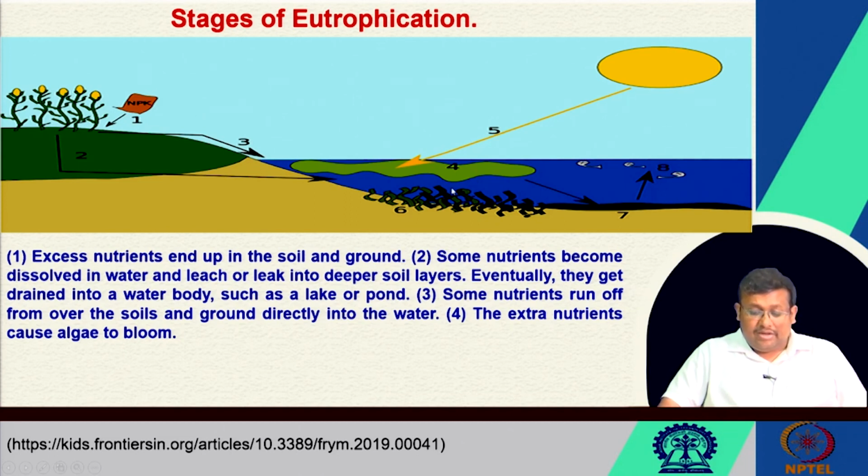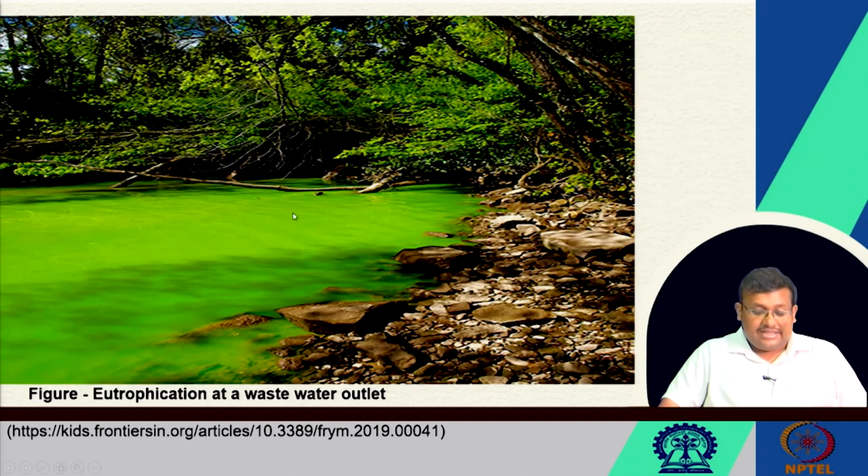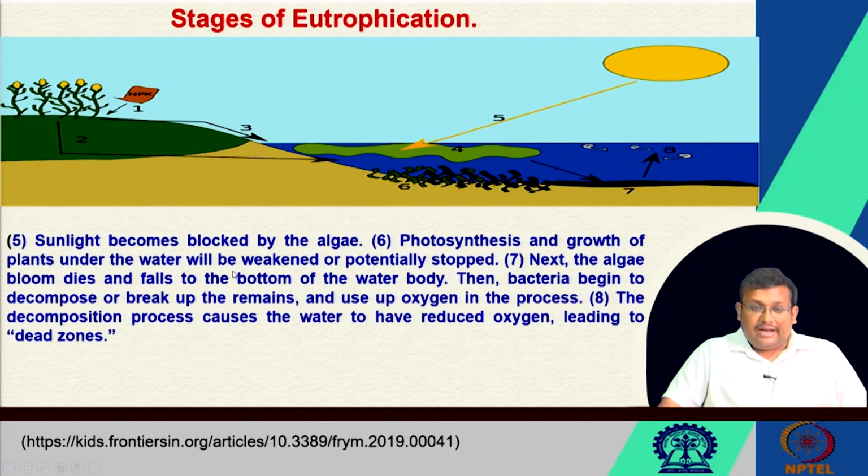Fourth one is the extra nutrient causes algae to bloom. So, there will be an algal bloom when there is an excess amount of nutrient in the water body. Then in the fifth step, sunlight becomes blocked by the algae. Of course, we can see the sunlight is getting blocked by this algal bloom. So, this is called algal bloom, and when there is an algal bloom, photosynthesis and growth of plants under the water will be weakened or potentially stopped.